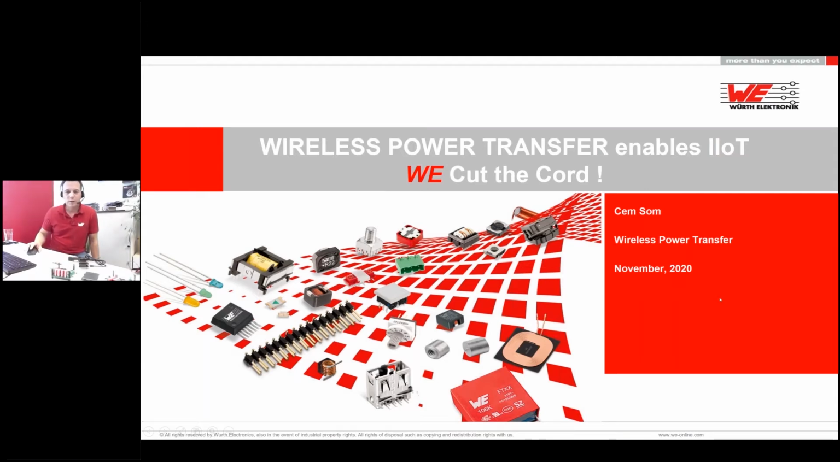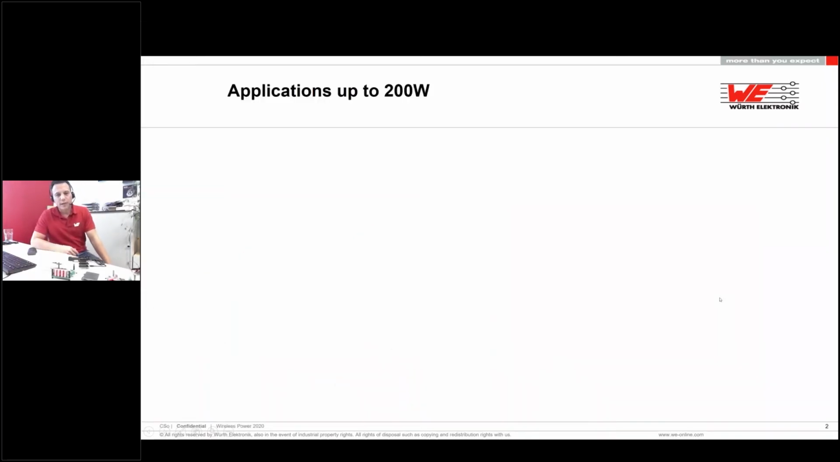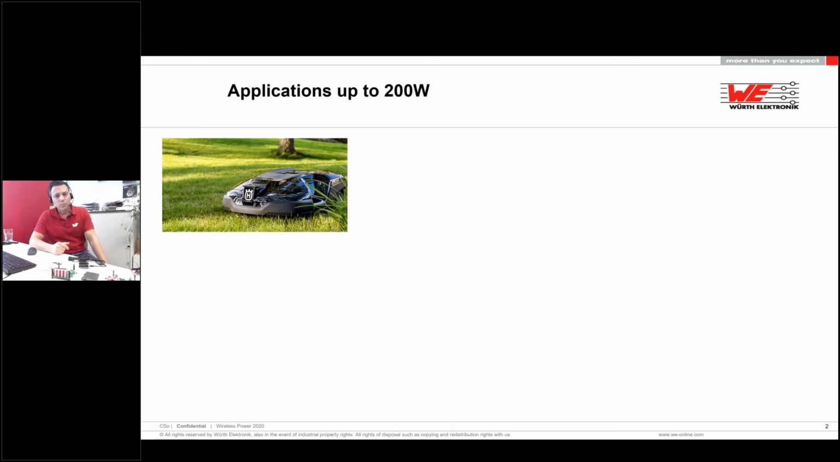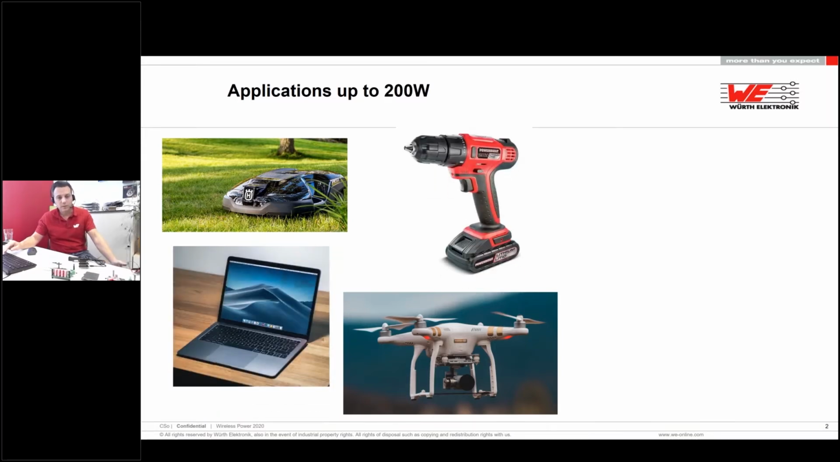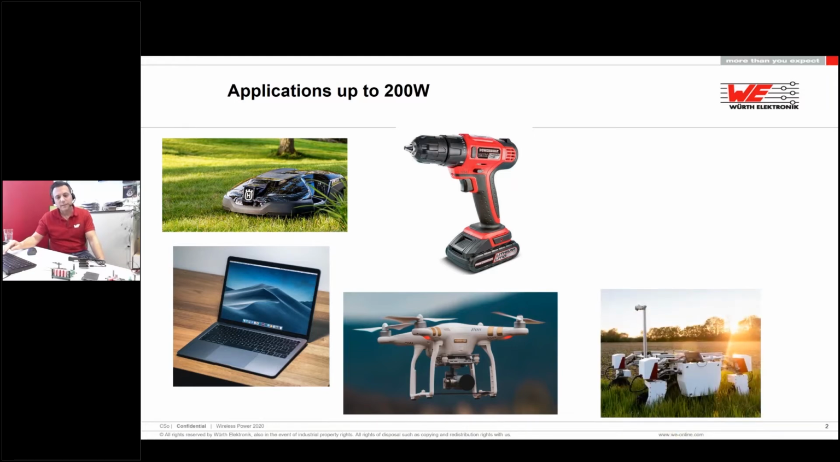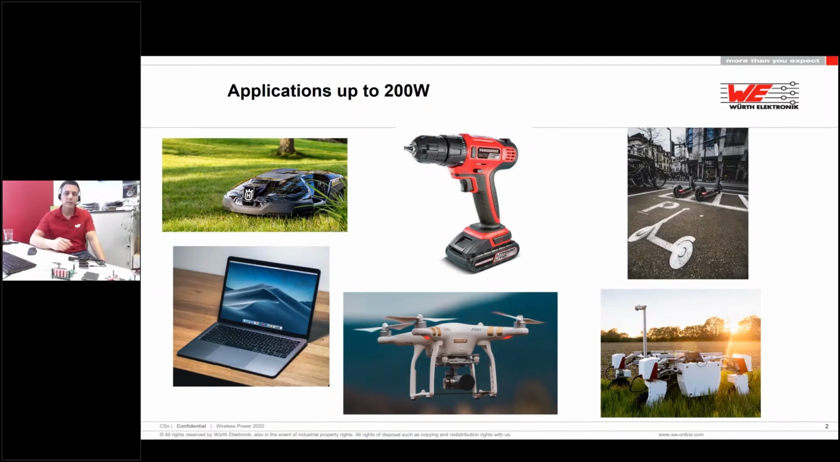So first of all, what I would like to show you today are different kinds of applications which are able to use 200 watts. There are a lot of applications today which are usable. For example, you have a lawnmower in your garden or in the backyard, or you have some drones or any kind of power tools, or maybe your laptop. Also some robots which are used in agriculture, or just a simple e-scooter. All of these different kinds of applications are in the range between 50 and 200 watts.